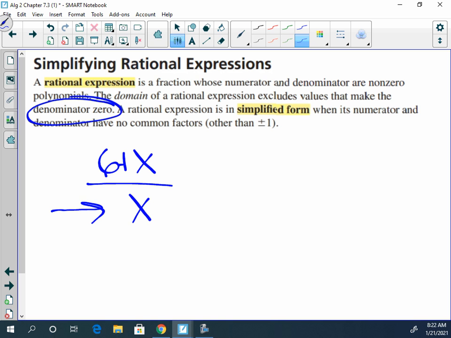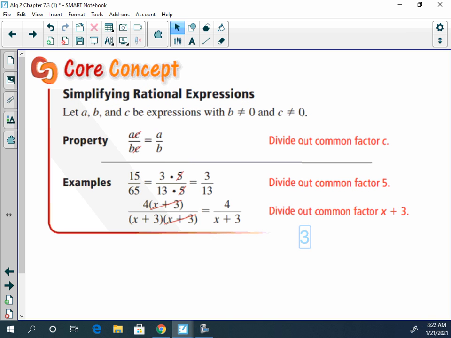And a rational expression is in simplest form, or simplified form, when its numerator and denominator have no common factors. That's why we went over factoring these first few weeks, because we have to get it in simplified form. Now, no common factors other than plus or minus 1. Everything has a common factor of 1, but factoring it out does not change anything.